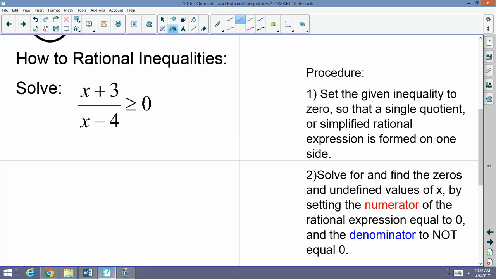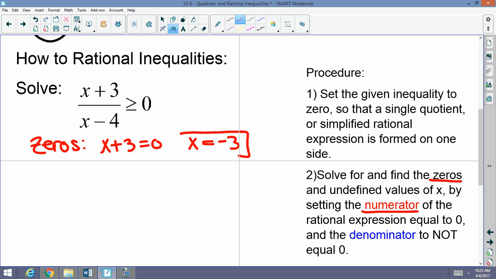Step 2, we're going to find the zeros and the undefined values of x. What are zeros? Well, we're going to find the zeros in red by setting the numerator of the rational expression equal to 0. So my zeros, those are my solutions. Remember, zeros, roots, x-intercepts, those are my zeros. I'm going to set x plus 3 equal to 0. So x equals -3. That is valid. That works. That's a potential solution. That's golden.